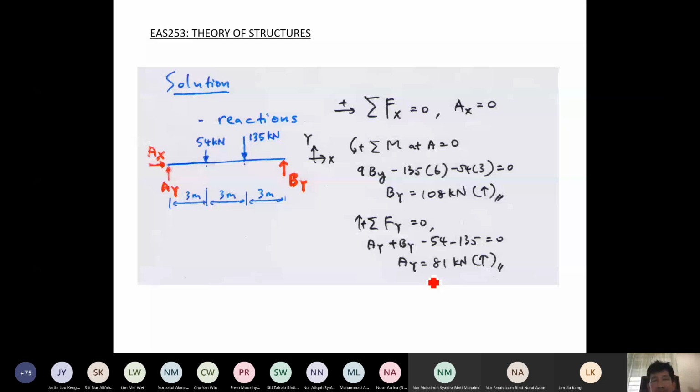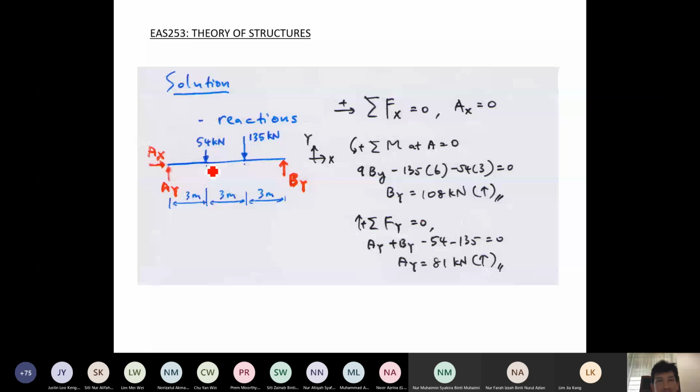So the next step is, because you are asked to draw shear force diagram and bending moment diagram, these are actually diagrams showing what is the value of shear force here at this section, at this section, and at the sections all along the beam, and also bending moment. So these are the diagrams.